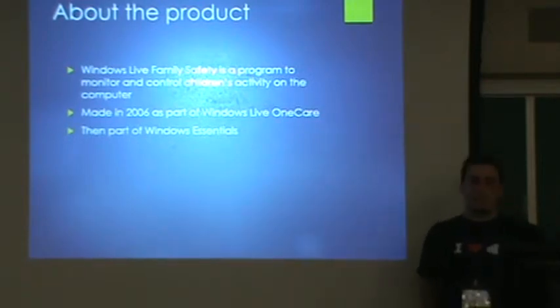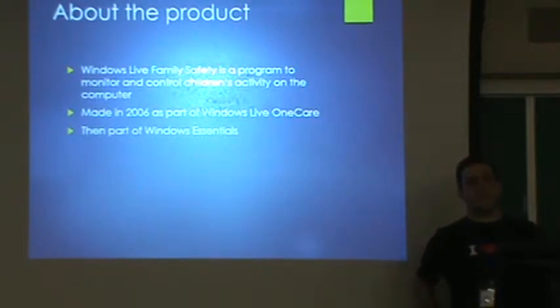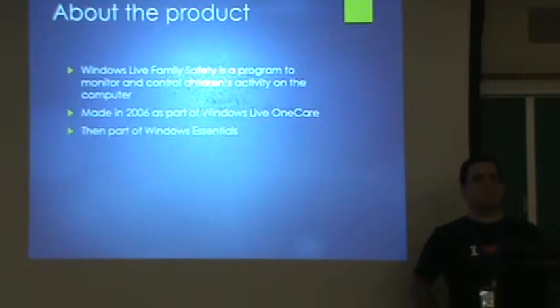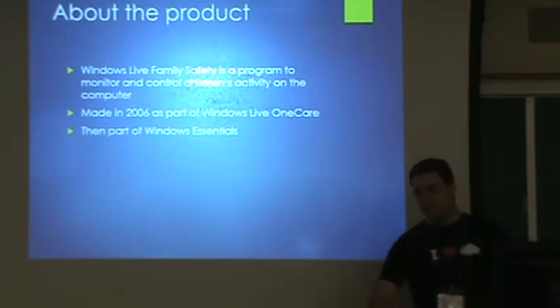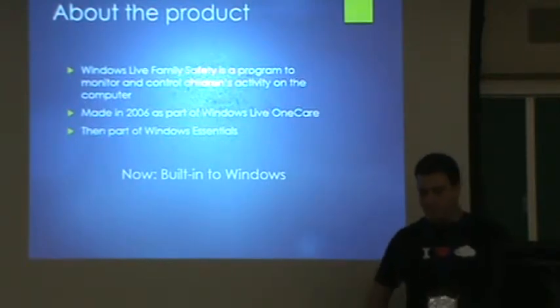As I mentioned, I'm going to be talking about our attempts to move Family Safety to the cloud. It started out as part of Windows Live OneCare, which is a paid-for antivirus service that didn't work so well. So it had a few users, but not very many. Then it was moved to Windows Essentials, which is a free set of downloads. But still, it was sort of buried on Microsoft's website, and it had a few users, like tens of thousands, but not that many. As of yesterday, it's built into Windows. So we're probably going to get a few more users soon.